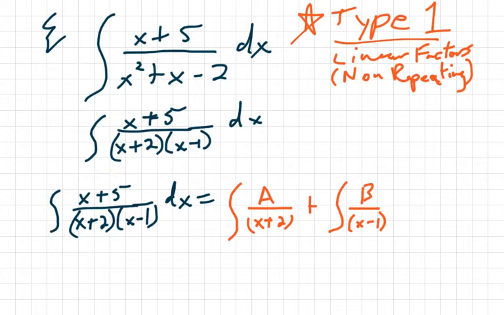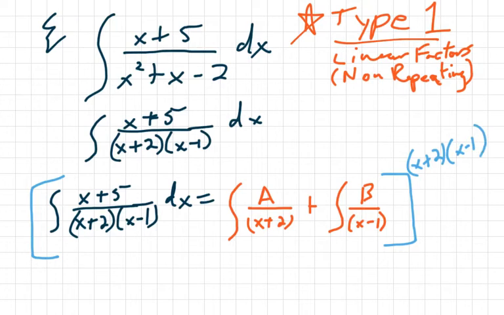So I'm going to get rid of that. Now what we do, or how I think of it, is we multiply the whole thing by the common denominator of x plus 2, x minus 1. Now remember, we're just trying to find A and B. So I kind of even ignore the integrals and the dx and everything like that.